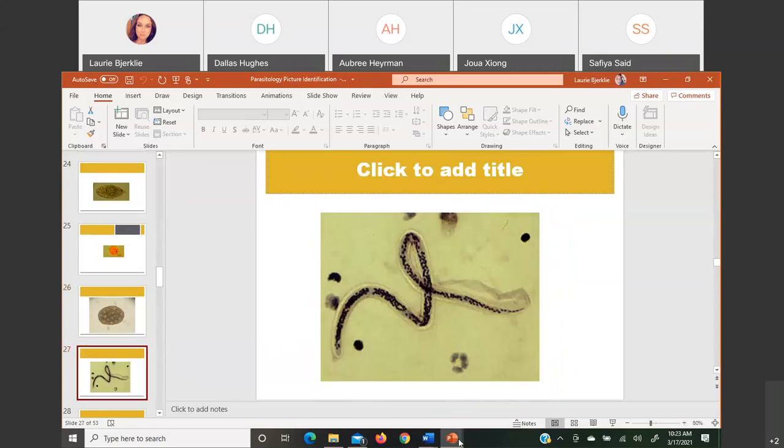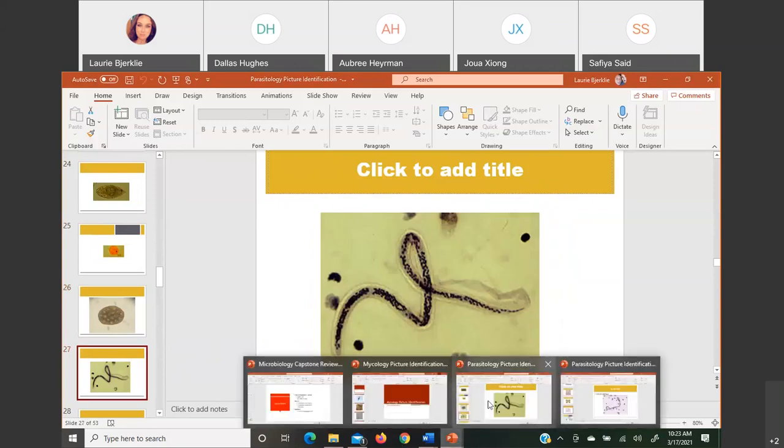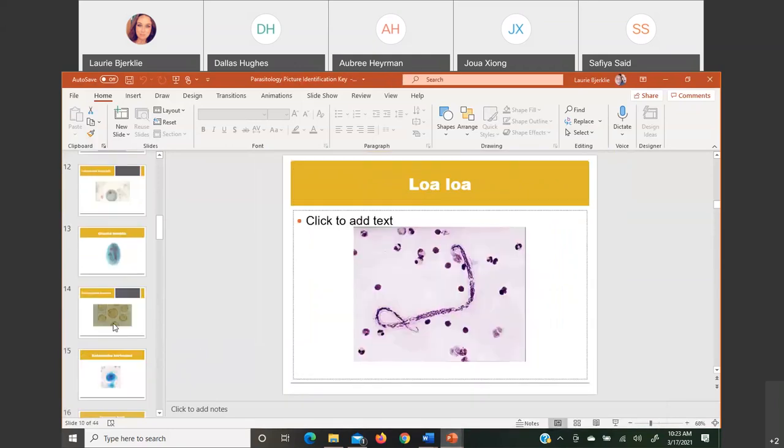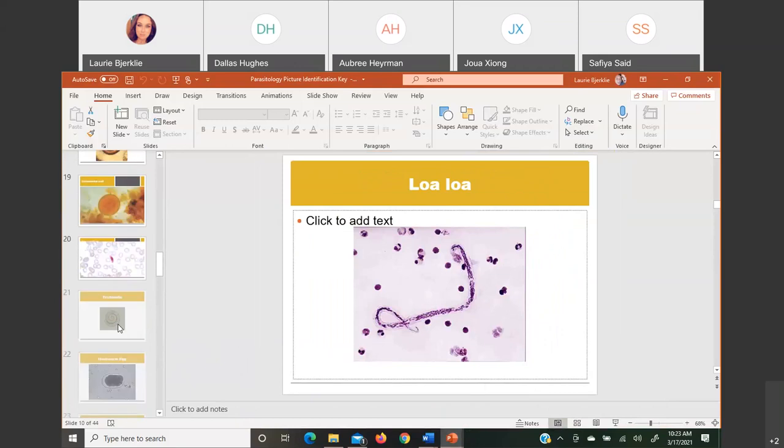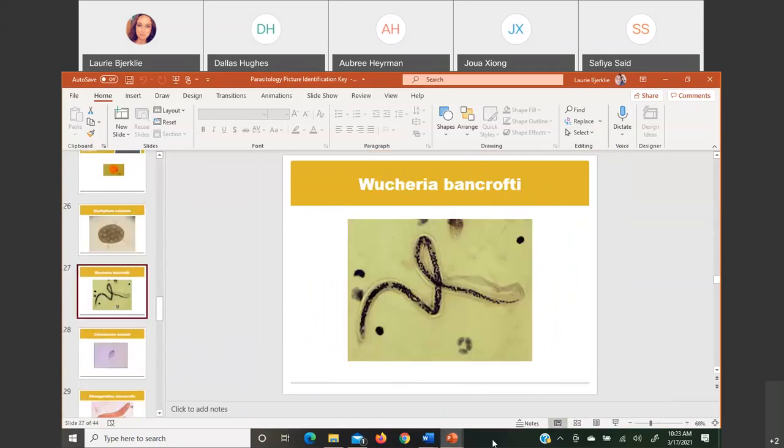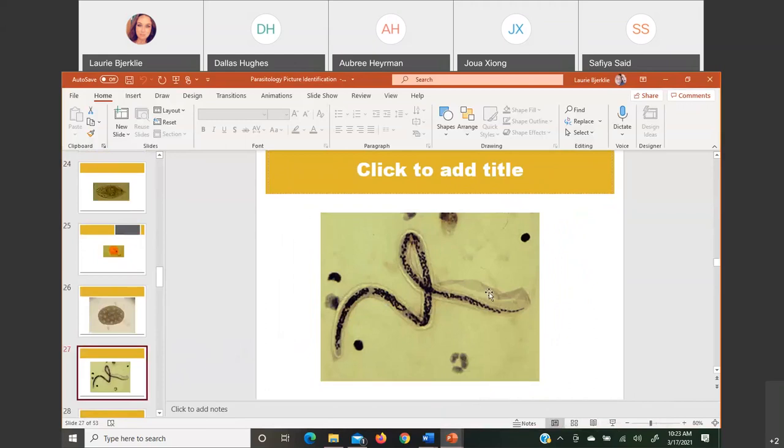Oh, goodness. What did I call this one? I think I called this one Loa loa again. I'm going to go and verify because I hate to tell you wrong. Yeah, it is Wuchereria again. That's what I thought, because it does not go down to the tip of the tail here. There's a big, long, extra part to it. So it doesn't go all the way down to the tip of the tail. So this is, again, Wuchereria bancrofti.